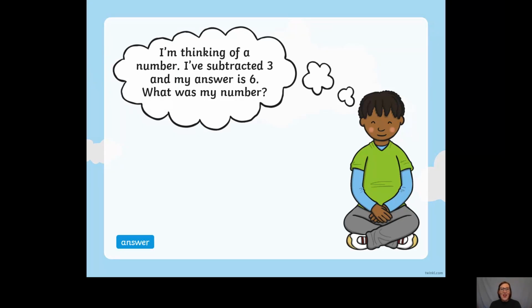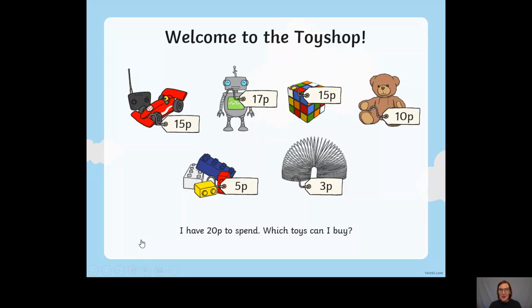How did you get on with that one? It was a bit tricky, wasn't it? So I'm thinking of a number, I've subtracted 3 and my answer is 6. My number that I started with was 9. That's right. I started with 9, I took away 3 and my answer was 6. Brilliant. Okay. Welcome to the toy shop.